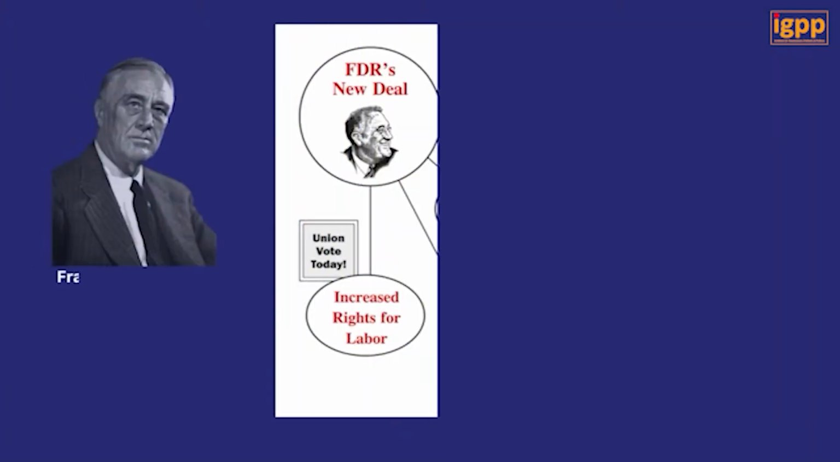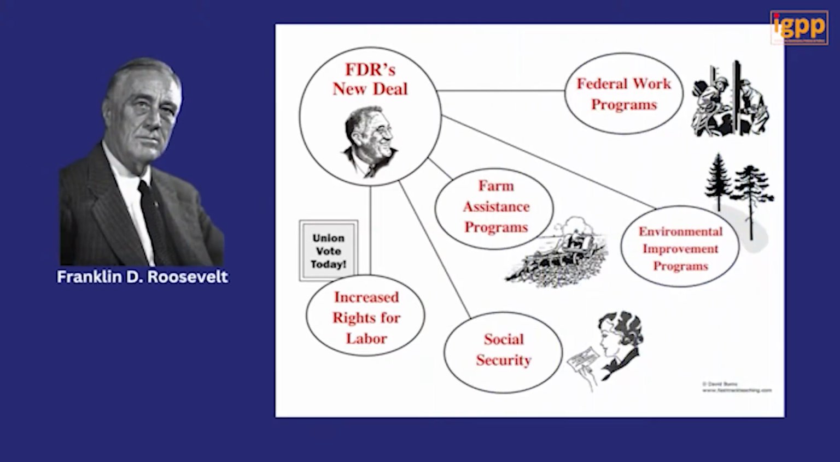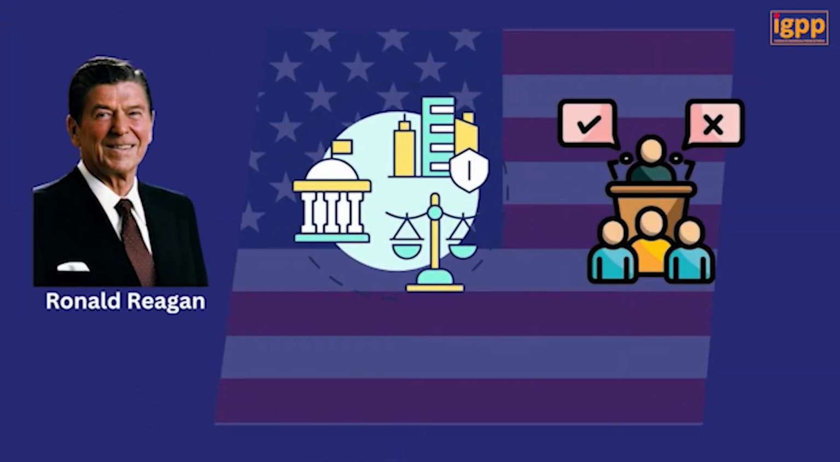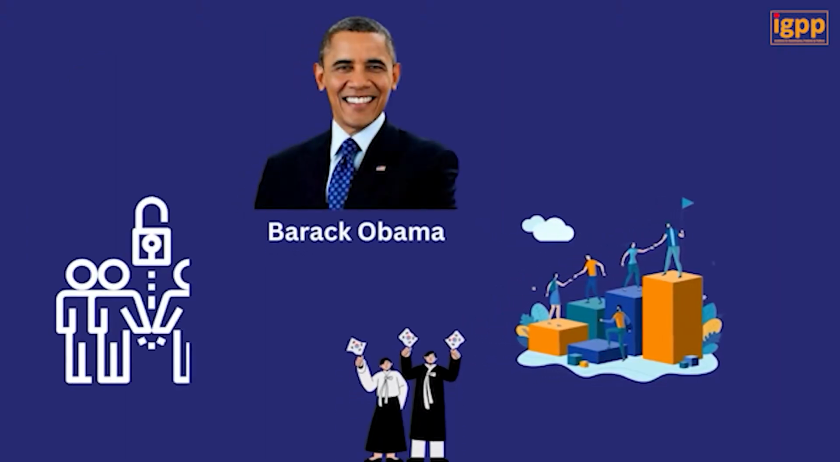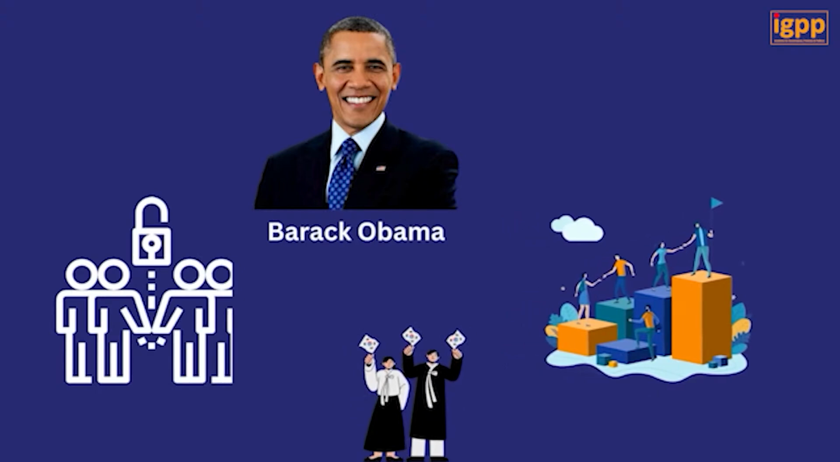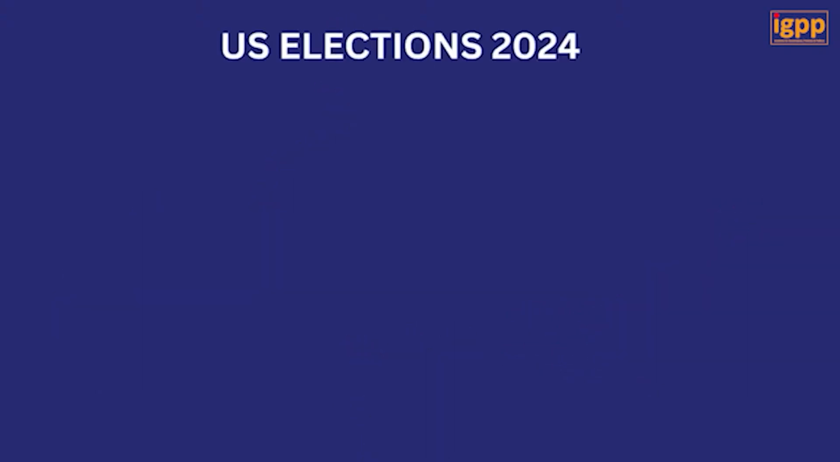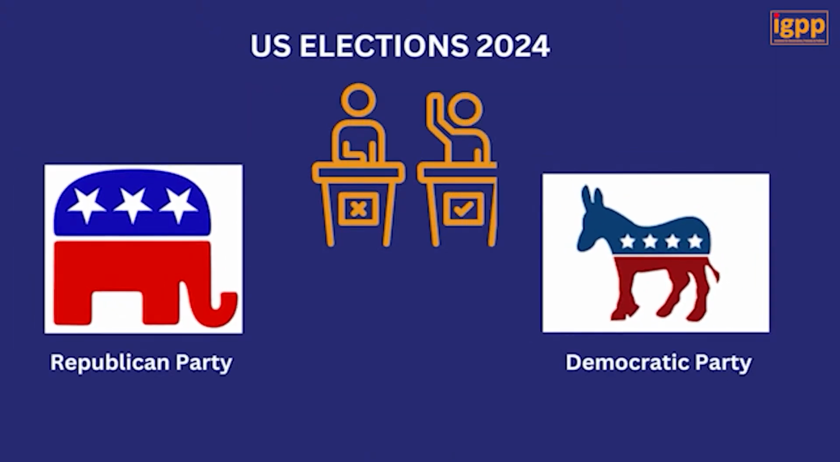Franklin D. Roosevelt's New Deal policies defined modern liberalism within the Democratic Party. Ronald Reagan's focus on conservatism shaped the modern Republican movement, and Barack Obama's presidency emphasized progressivism and social liberalism within the Democratic Party. In the 2024 US election, two major contesting parties are the Republican Party and the Democratic Party.